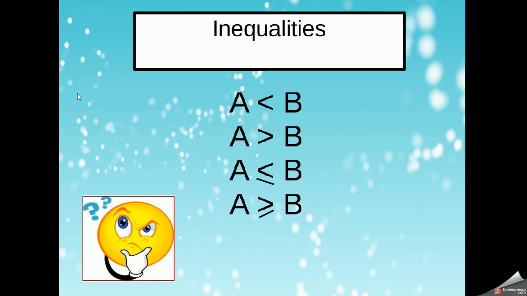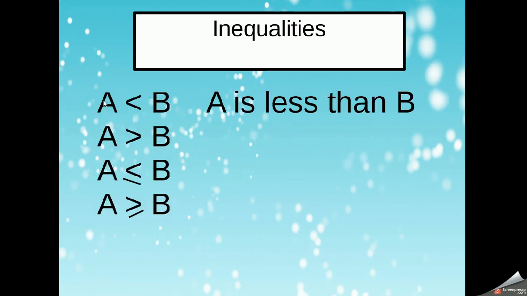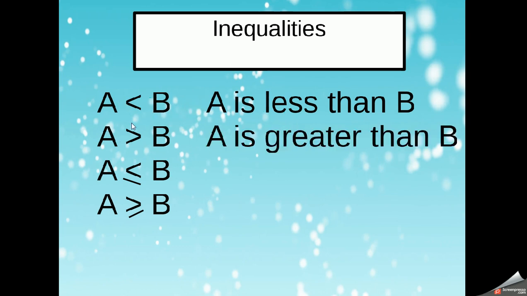In inequalities, we have different signs that we use. The top one here is saying that A is less than B. There's an easy way to remember this. Wherever the narrower side is, where the points have come together, that side is less than the other one. The next one is the opposite, so A is greater than B in this one.